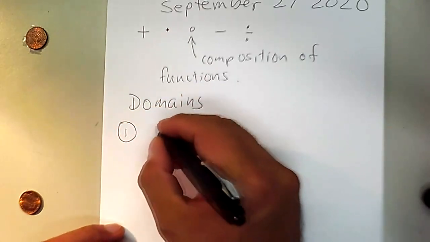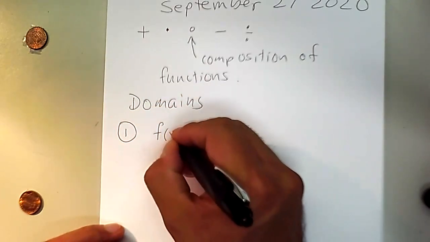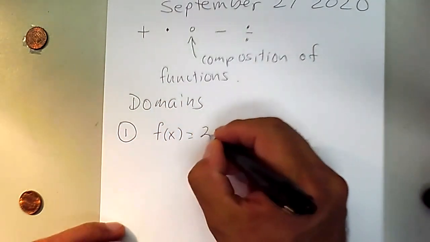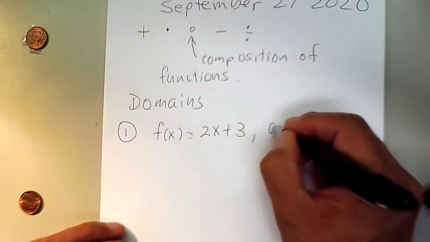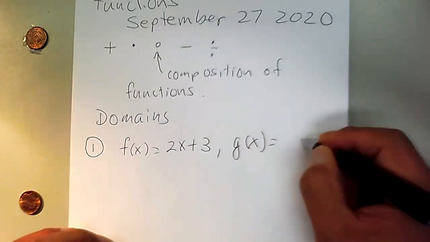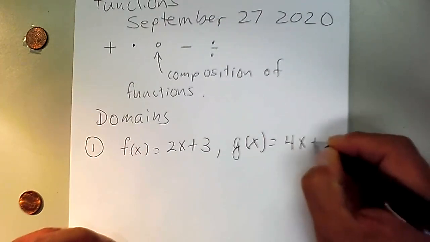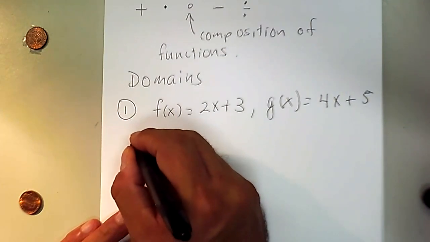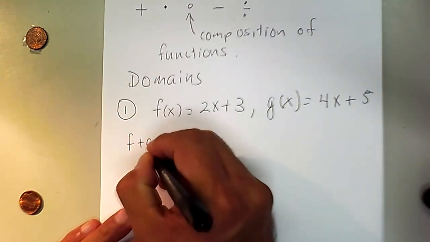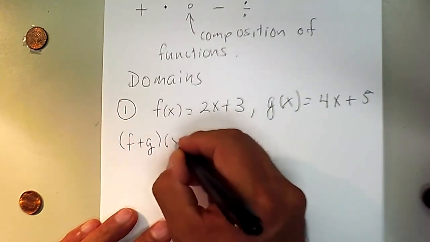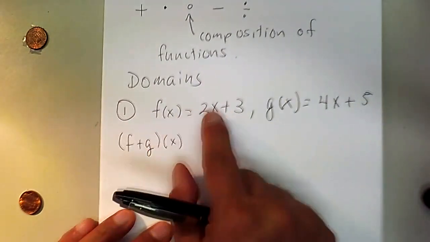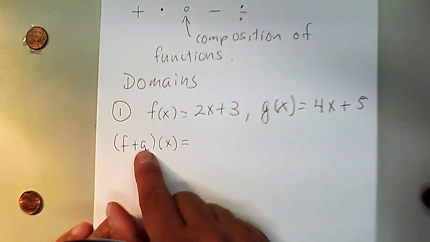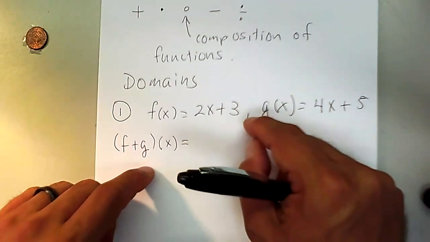So let's say we're given 2 functions, let's start with 2 linear equations, say f of x equals 2x plus 3, and g of x equals 4x plus 5. All right, so we're going to define a new function, f plus g of x. So again, this is a new function made up by those 2 functions. And the way we obtain this function is by adding the outputs.